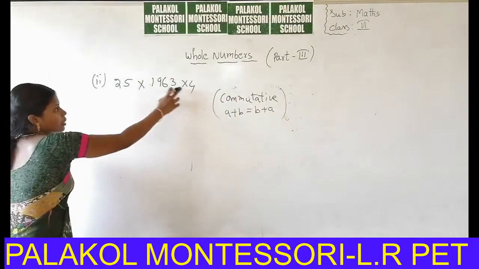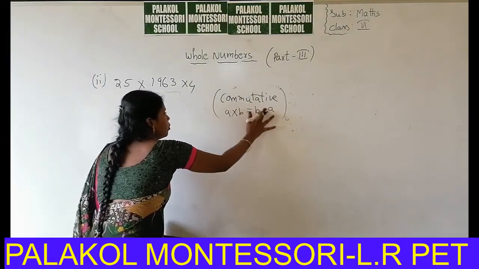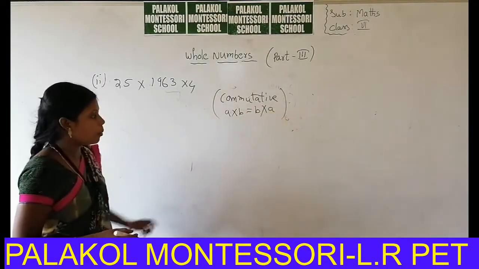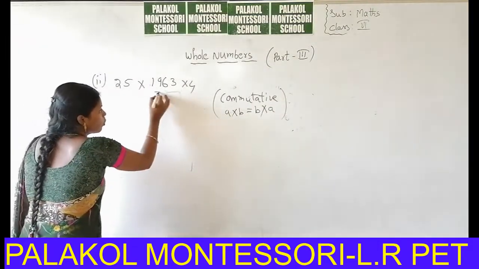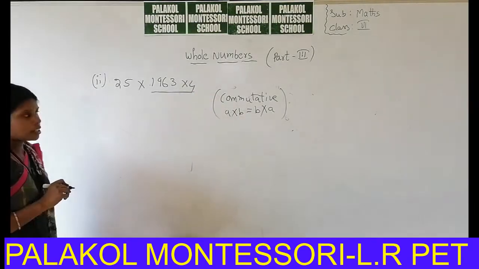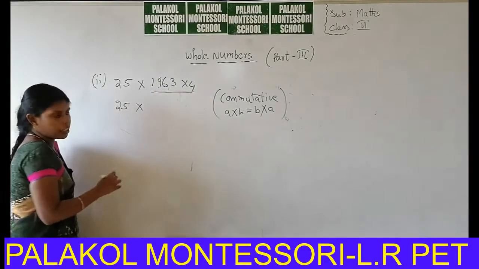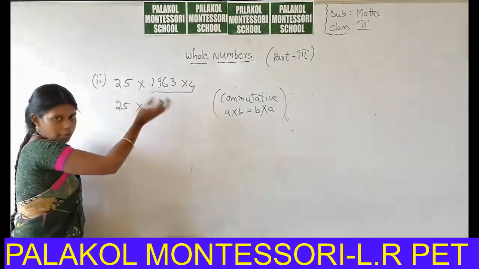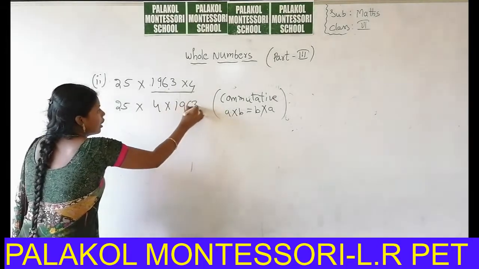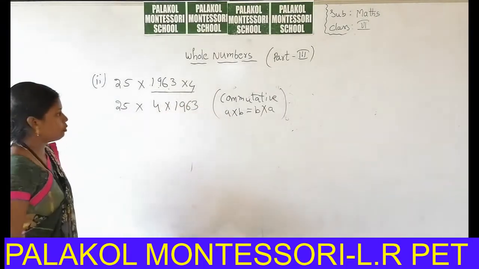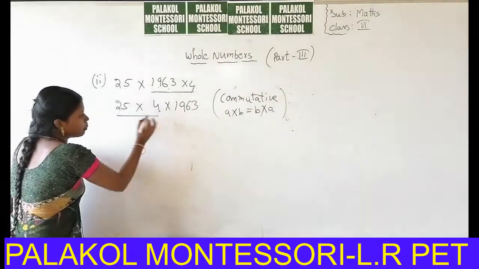In this case it is multiplication, so we can write A into B is equal to B into A. In the commutative property, the multiplication operation is also satisfied. So the commutative property is used with these two numbers, and the order changes: 4 into 1963. So we can multiply these two.